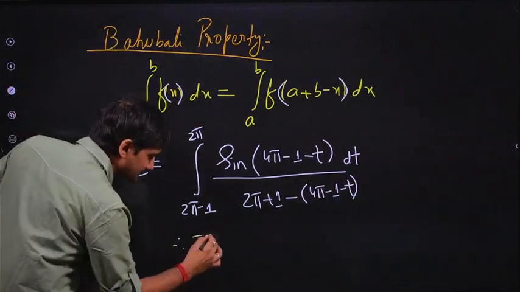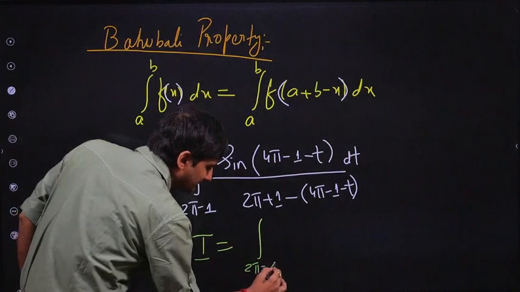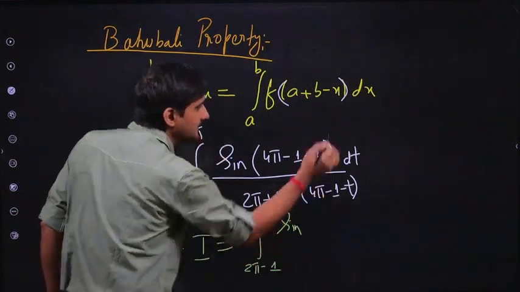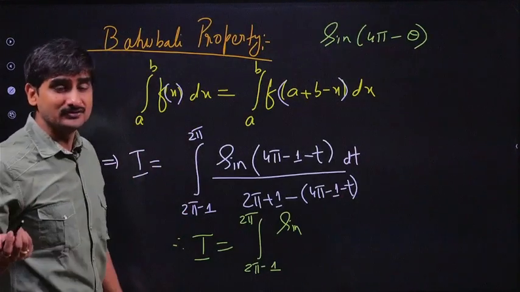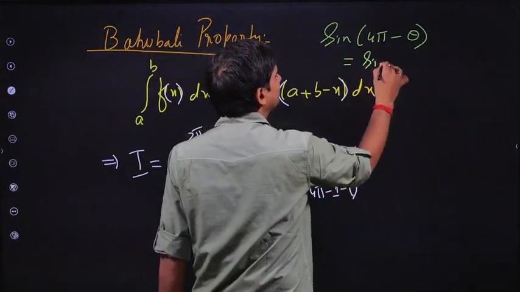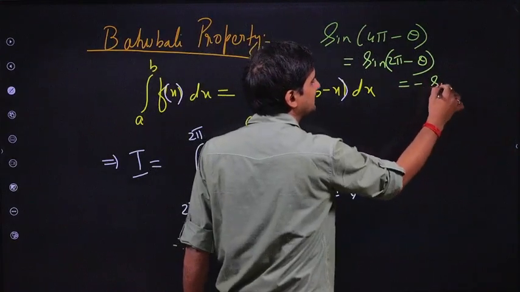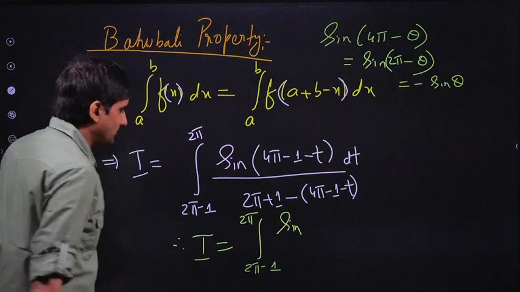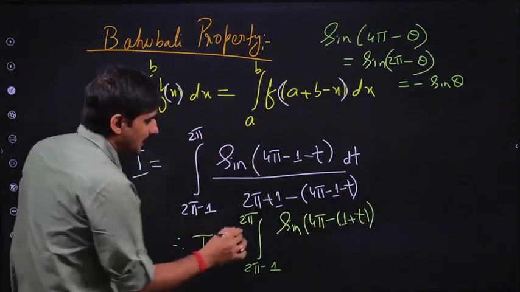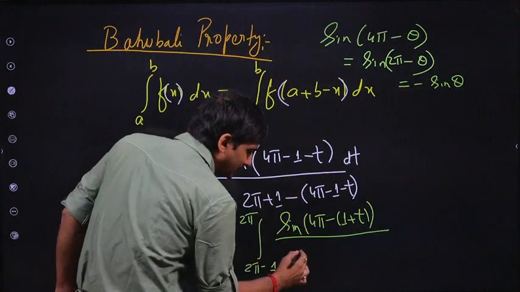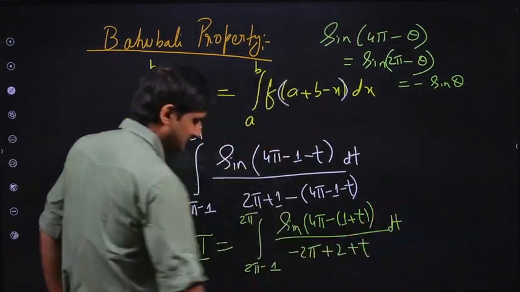So let's see what do we get here finally. Therefore, I is now integral from 4 pi minus 1 to 4 pi. So let's do it patiently. Sine 4 pi minus theta: with which identity are we going to compare it? We'll be comparing it with sine 2 pi minus theta, and since it's in fourth quadrant sign is negative, so it's minus sine theta. So I will be writing it as 4 pi minus 1 plus t upon, now simplify, 2 pi minus 4 pi is minus 2 pi, plus 1 is plus 2 and plus t. That's what we get in denominator.